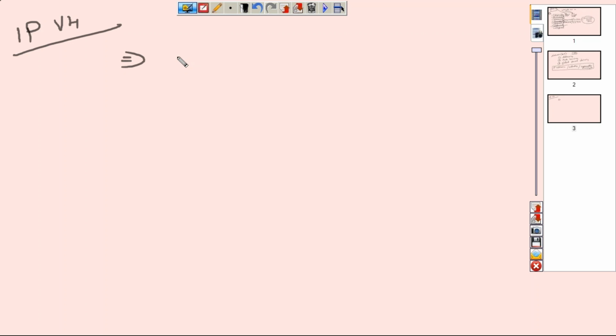Functions at what layer? Network layer. Yes, it functions at layer 3, the network layer, concerned with global packet delivery, from between networks or across networks. About IP addressing, what do we know about IP addresses?